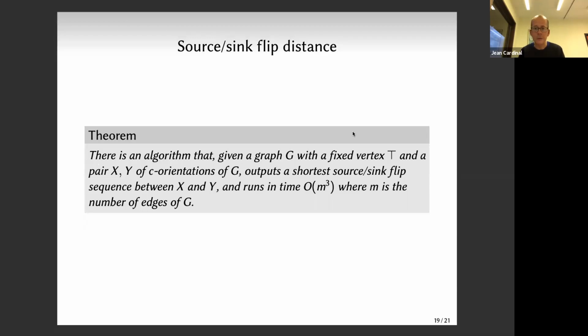This is the structure, and then things become really nice, and you get a polynomial time algorithm. If you give me a pair of C orientations of G and there's a fixed vertex top that you're not allowed to touch, then you can compute the shortest flip sequence between the two in time proportional to the cube of the number of edges of the graph.